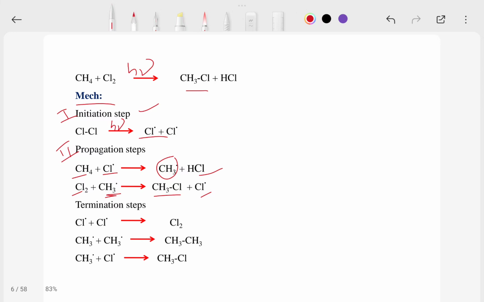Then next, the chain termination step. In this step, two chlorine radicals combine to form chlorine, or two methyl radicals combine to form ethane, or one methyl radical and one Cl radical combine to form methyl chloride. This is the termination step. This is the halogenation reaction, or we can say chlorination reaction, or free radical substitution reaction.